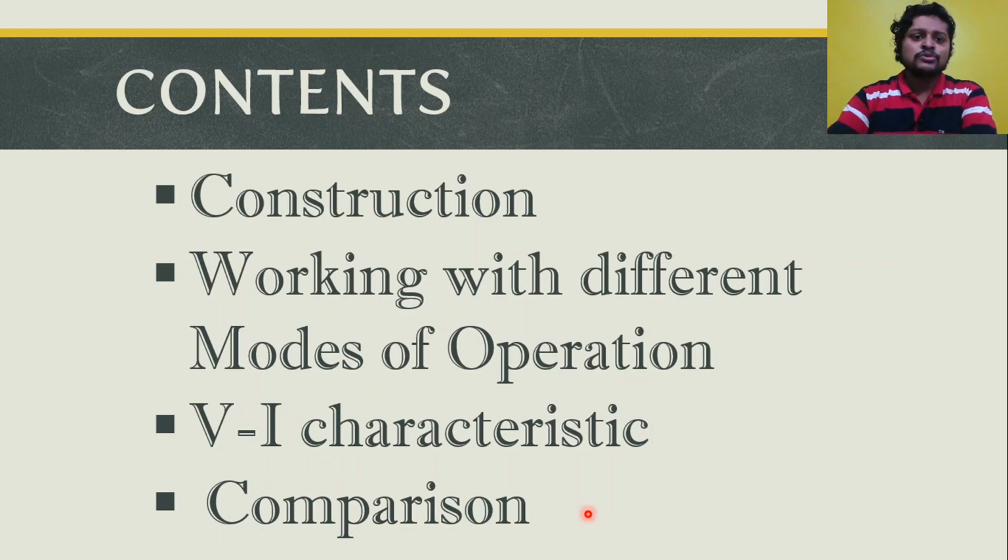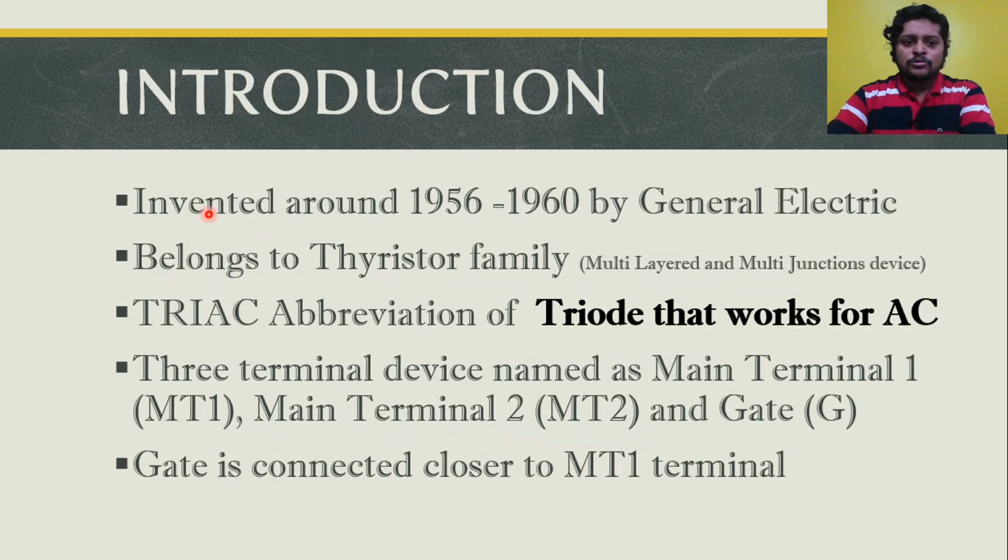So let's get introduced to the TRIAC. TRIAC was basically invented around 1956 to the 1960s by General Electric Company. It is the same span in which the SCR and DIAC were invented. Again, this device belongs to the thyristor family as it is a multi-layered and multi-junction device. TRIAC is an abbreviation that stands for triode for AC. So the majority of applications of TRIAC are in AC supplies.